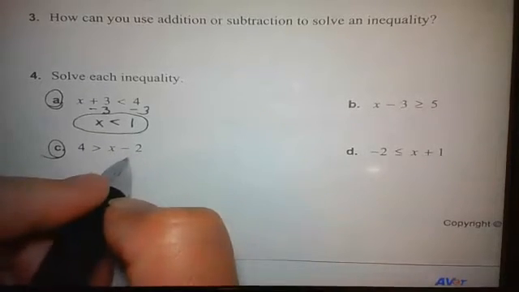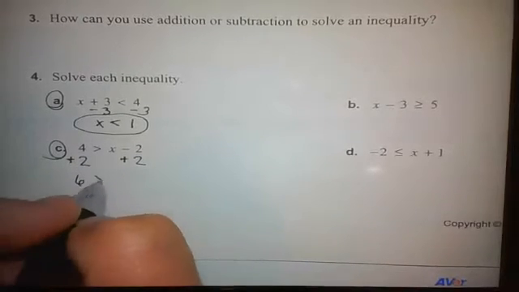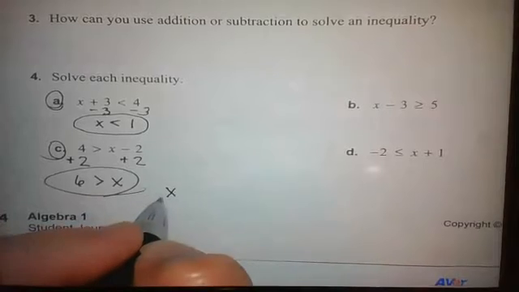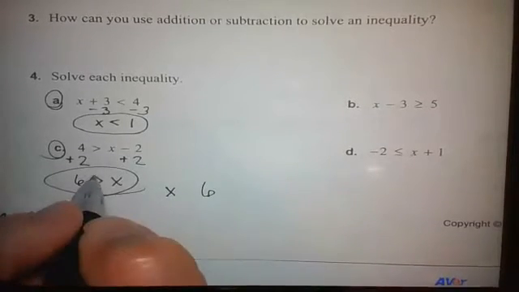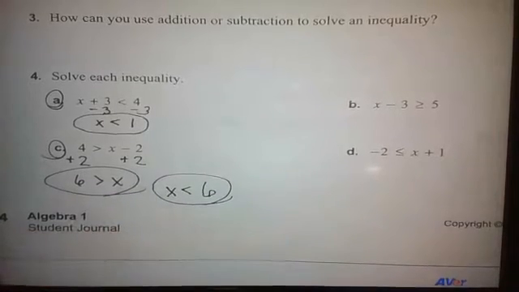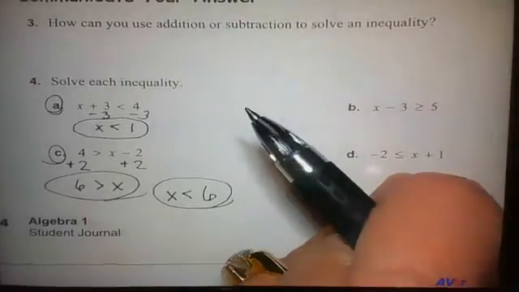x minus 2, inverse operation is adding, undoing, 6 is greater than x. Now, remember, you can always write the x on the left if you like that. It's pointing to x, it's pointing to x. I have to just still make it true. You can do that anytime. If you have to graph it, wow, is that helpful. Okay, that's 2.2 from page 34 in our journal.